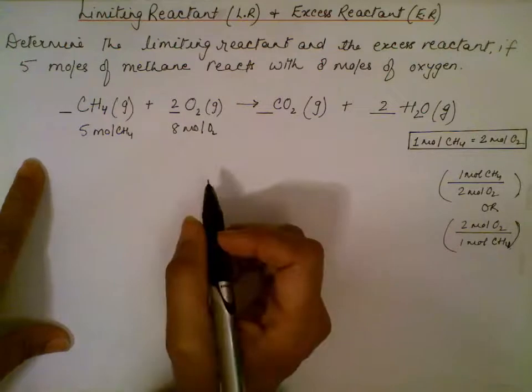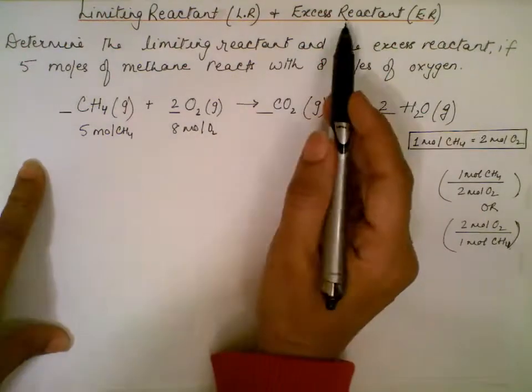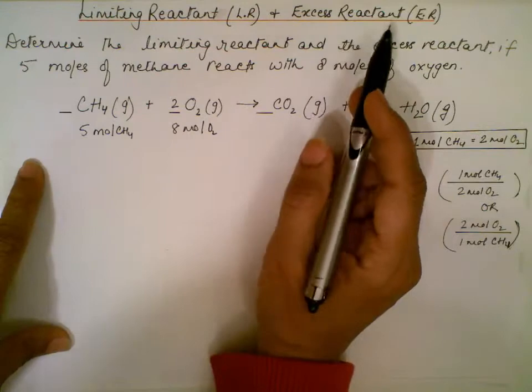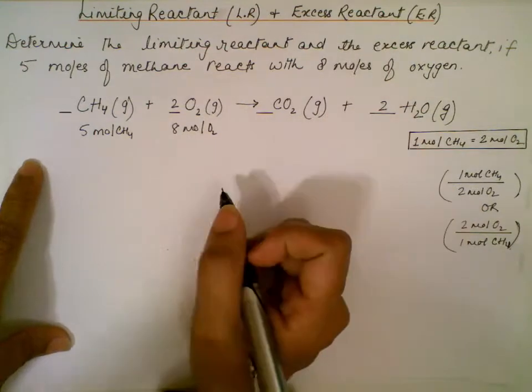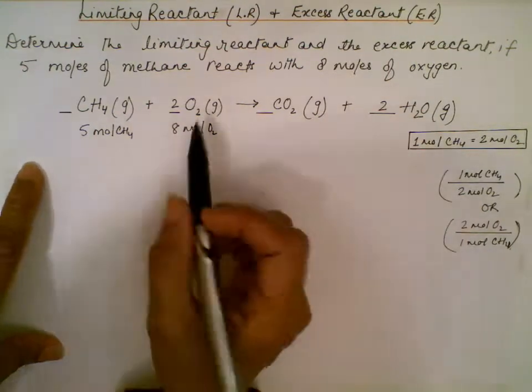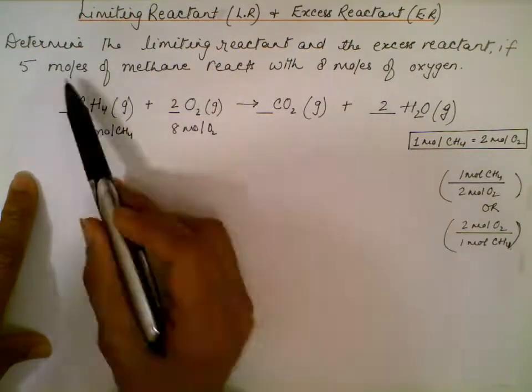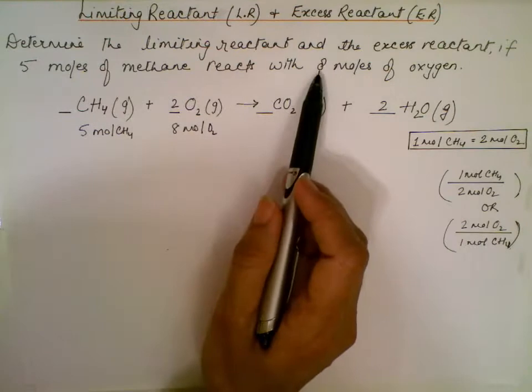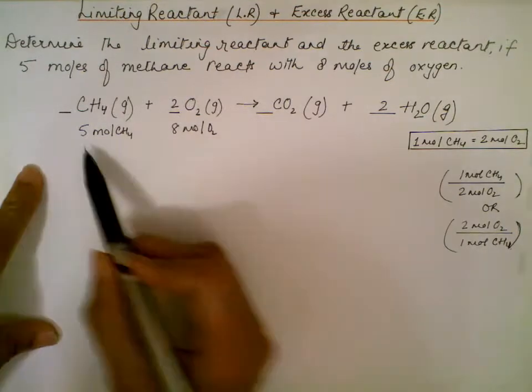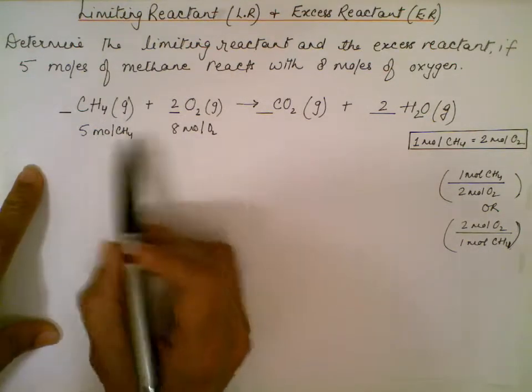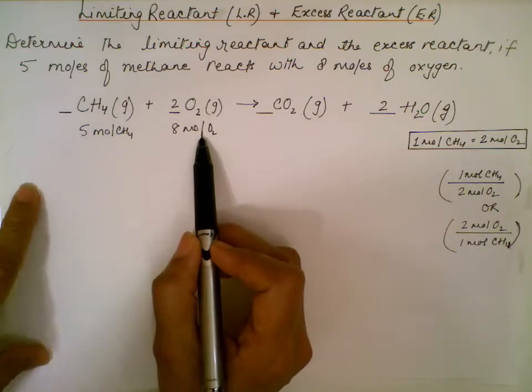Here we will solve problems on limiting and excess reactant and also the leftover after the reaction is complete. So here is the problem. Determine the limiting reactant and the excess reactant if 5 moles of methane reacts with 8 moles of oxygen. So we are given 5 moles of methane. This is the information I'm getting from the problem.